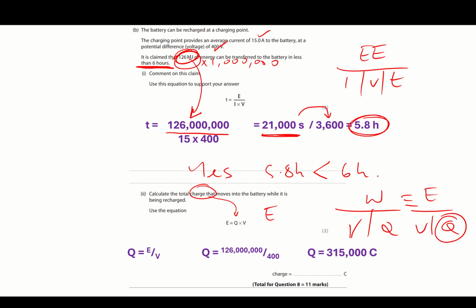Q, does it give us the charge? Oh no, it's just the voltage, sorry. And it gives us the voltage, 400. There we go. All I had to do was check my equation. There we go. That's that one done.